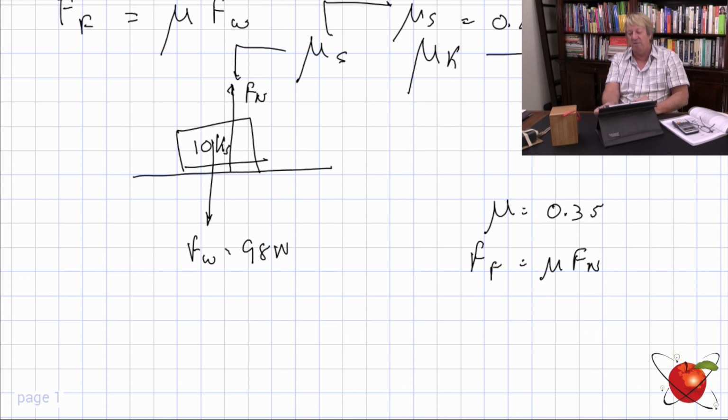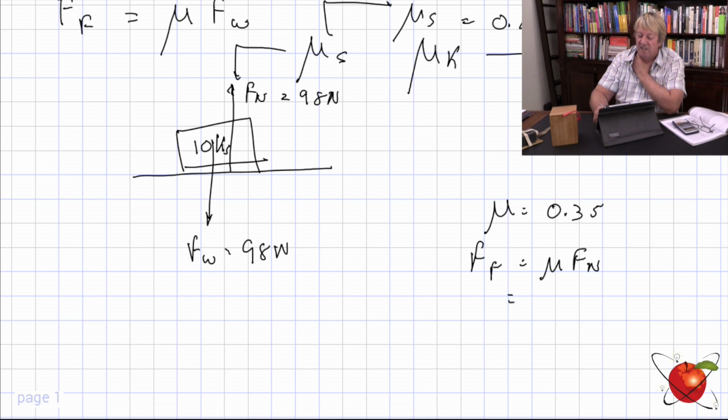Because that's the formula there. F normal could be less than Fw, depending on if we had other forces acting, lifting it up or pulling it down. We'll do that with a roller going across the thing later. So F normal is acting up. F normal, in this case, is equal to 98 newtons. That is Newton's third law. This pushes down on here, this pushes back with exactly the same amount.